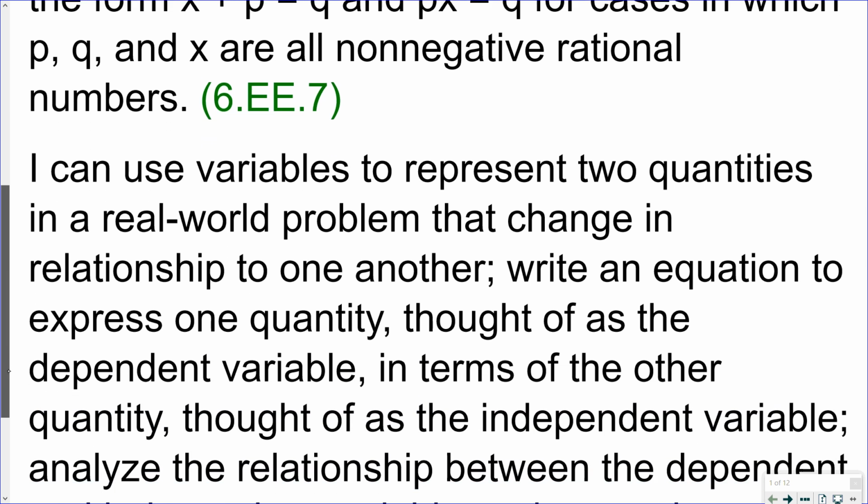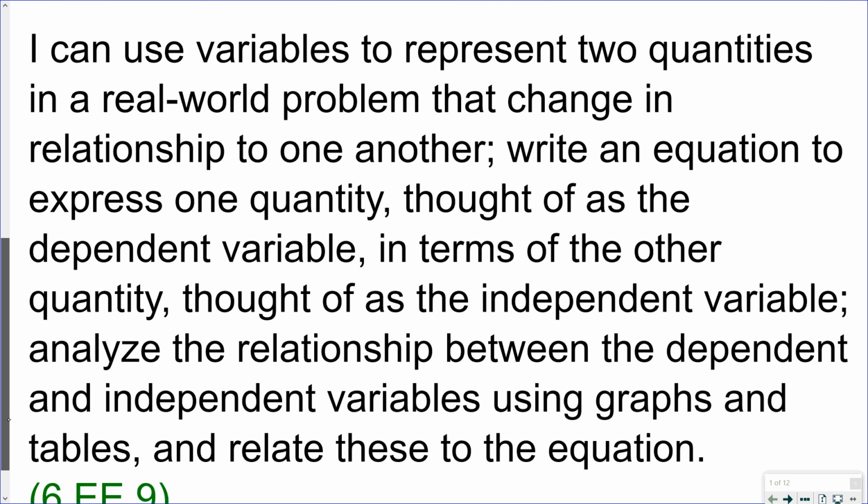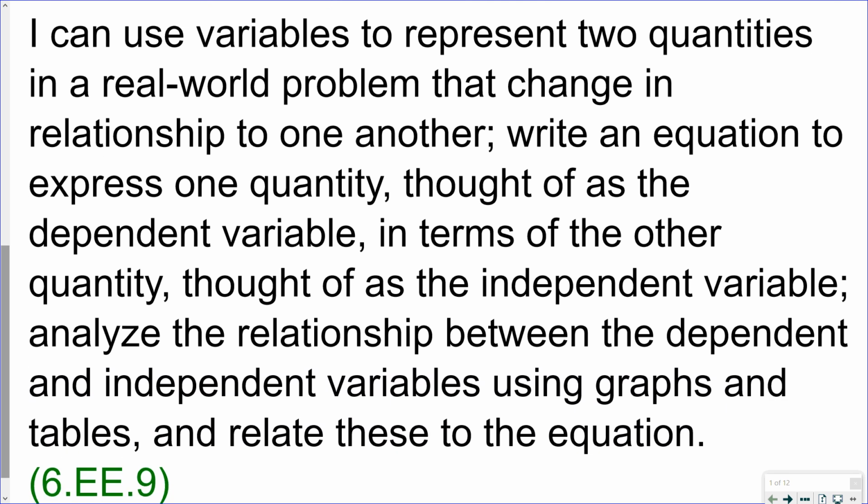And then 6.EE.9, pretty lengthy one here, will be our second standard that is addressed in these lessons.